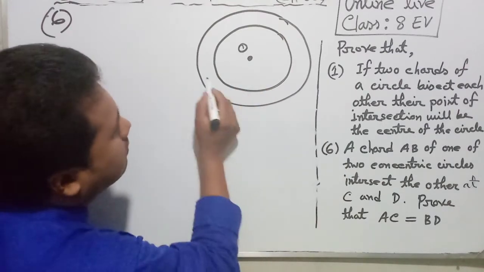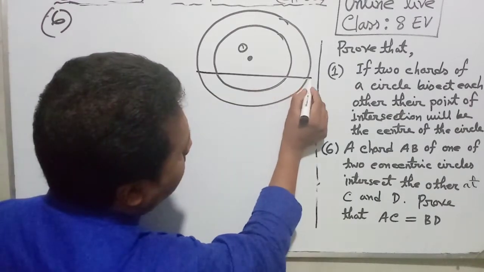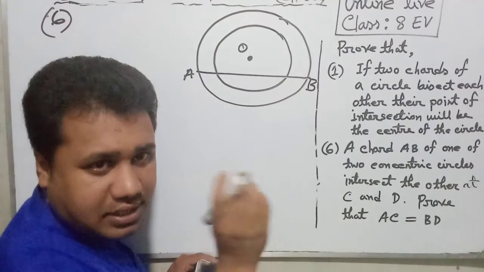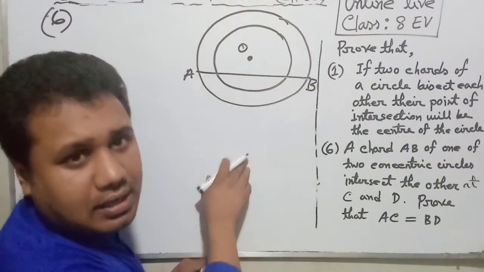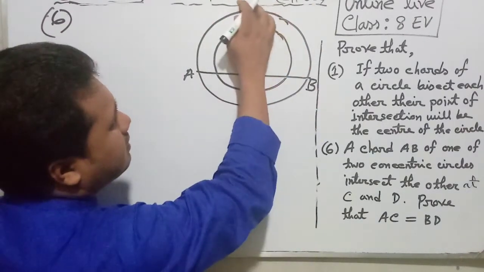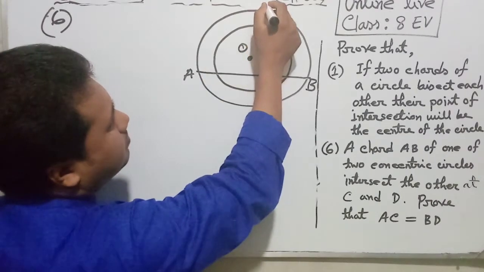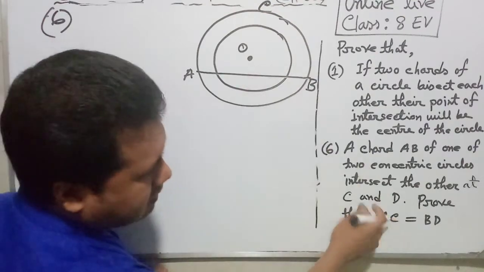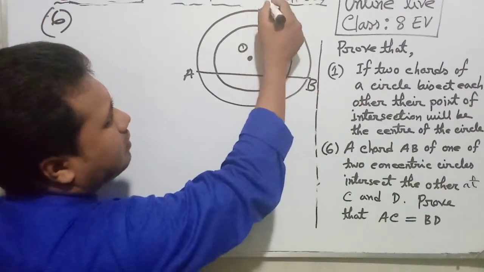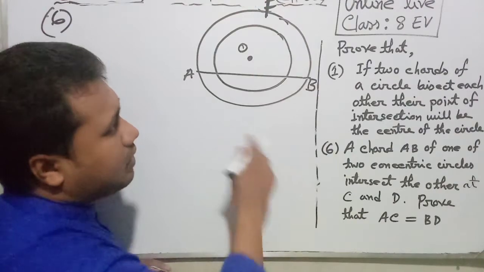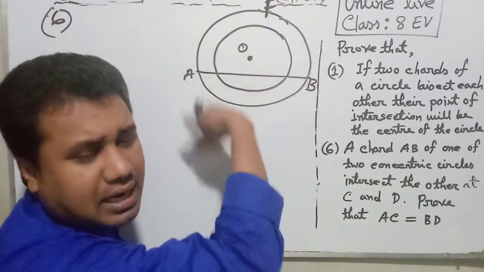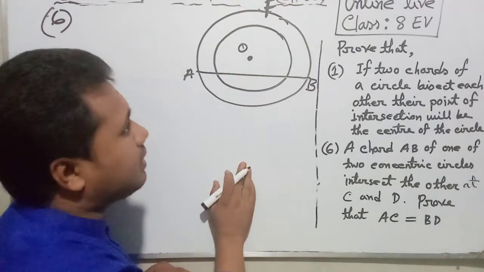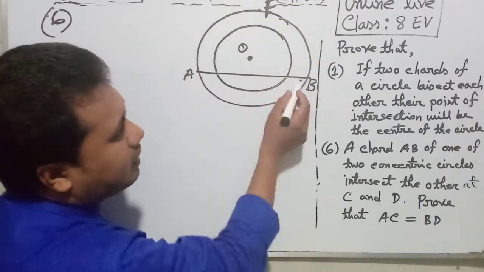Now suppose AB is a chord of the greater circle. We can say this is A, C, B. Suppose F, AFB. We can write AFB as the name of the greater circle. This is the name of the greater circle, and AB is a chord of it.